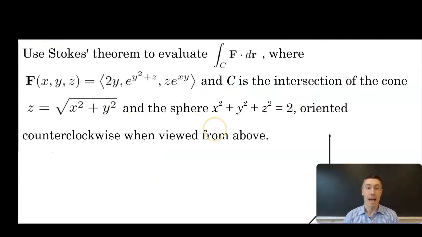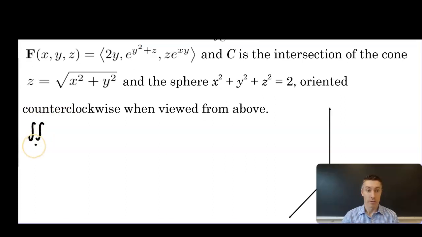Okay, so let's look at one last example using this fact. Use Stokes' theorem to evaluate the line integral of F dot dr, where the vector field is 2y e to the y squared plus z, z e to the xy. C is the intersection of the cone z equals square root of x squared plus y squared, and the sphere x squared plus y squared plus z squared equals 2, oriented counterclockwise when viewed from above.